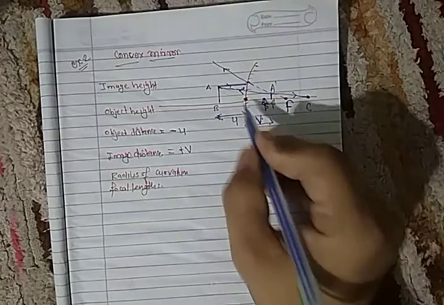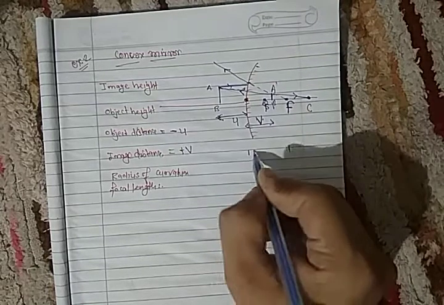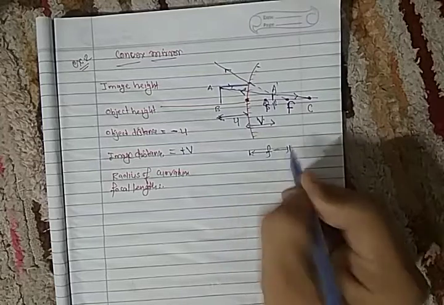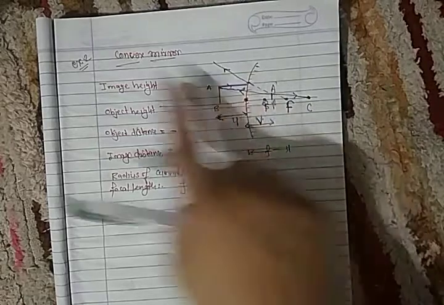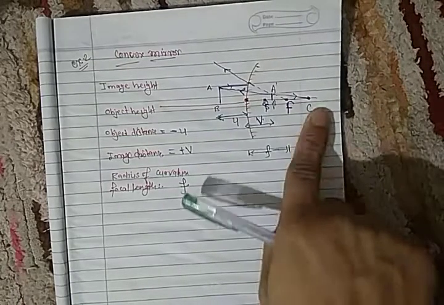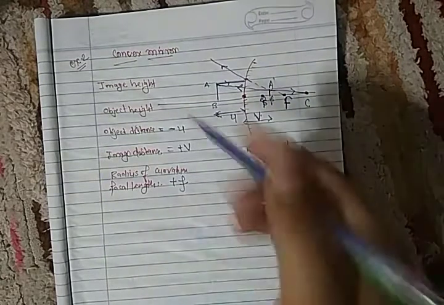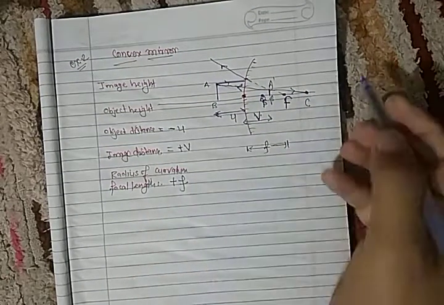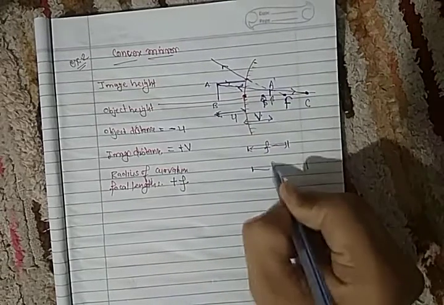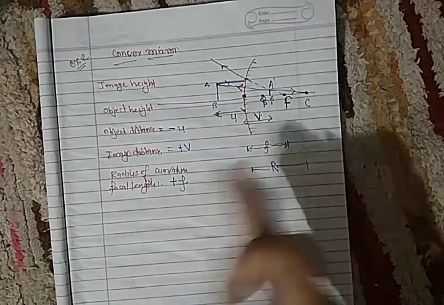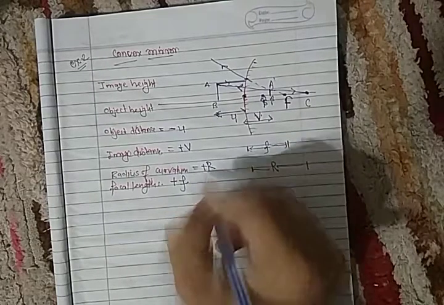Okay, now see, from pole to focus, this distance we are considering as focal length. Now positive or negative? See, in convex mirror the focus is on the right side, so this is positive. Now radius of curvature means distance from pole to center. From pole to center is called radius of curvature. Positive or negative? See, right portion, so this is positive.